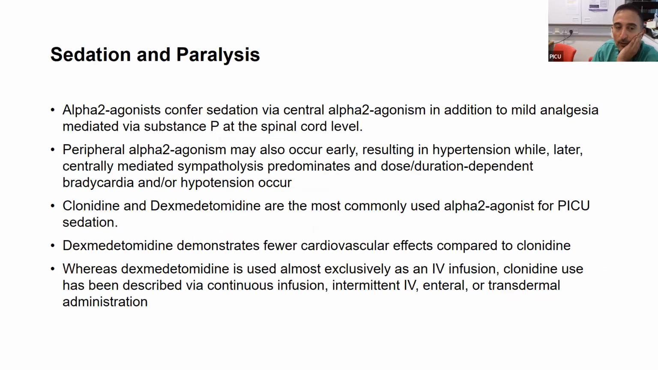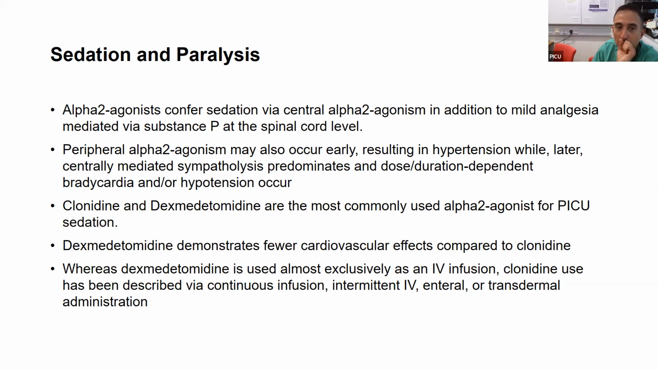Also, what we've now come into using a lot more are alpha-2 agonists. Now you are maybe asking, why is an alpha-2 agonist a sedative? Their effect is central, on central alpha-2 receptors. The important thing is that the centrally mediated effect predominates, but however they do cause other effects. So they cause bradycardia, and can cause hypotension.